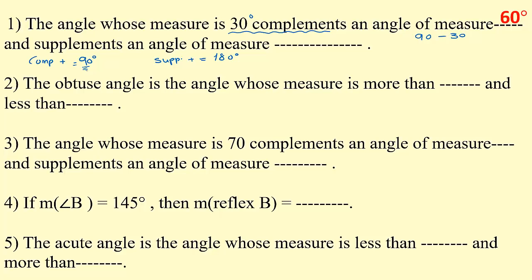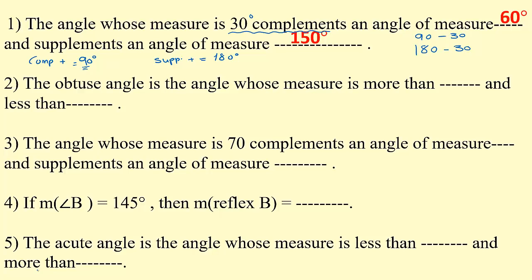What is the angle that supplements the angle of 30 degrees? We know that the sum of supplementary angles is 180. I have one of them, which is 30. So 180 minus 30, and I will have an answer of 150 degrees. This angle is the supplement of the 30 degrees.